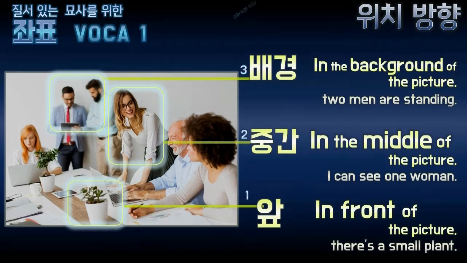In front of the picture, there's a small plant. In the middle of the picture, I can see one woman. In the background of the picture, two men are standing.